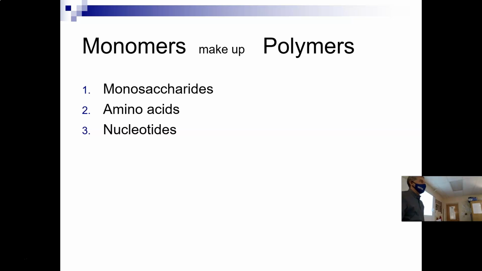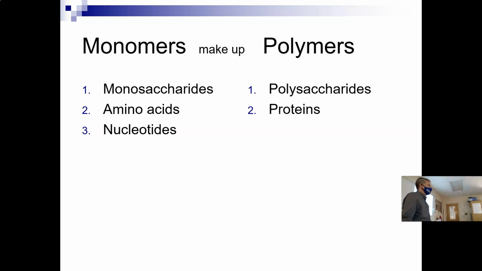The polymers they make up, well, you know 2 of them already. Polysaccharides, like starches, cellulose, chitin. Proteins, big long chains of amino acids. And what you get when you string a bunch of nucleotides together, since nucleotides are the single units of nucleic acids, is you get DNA or RNA.